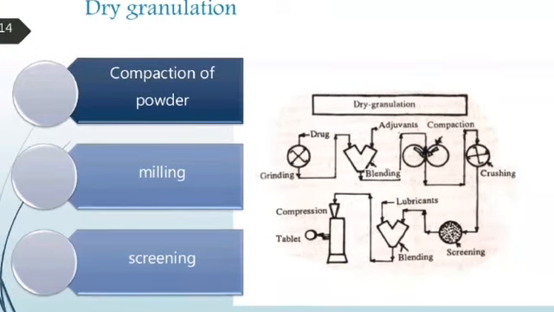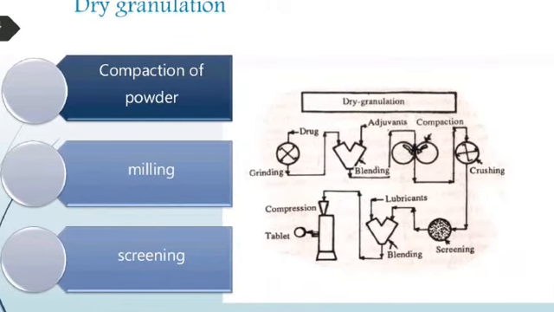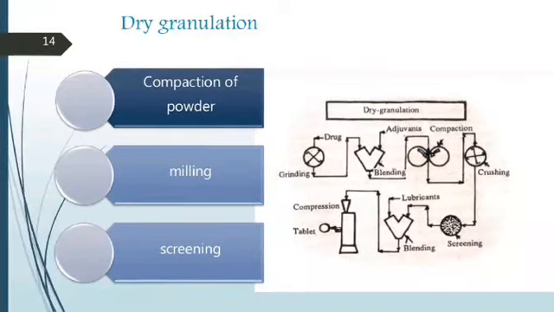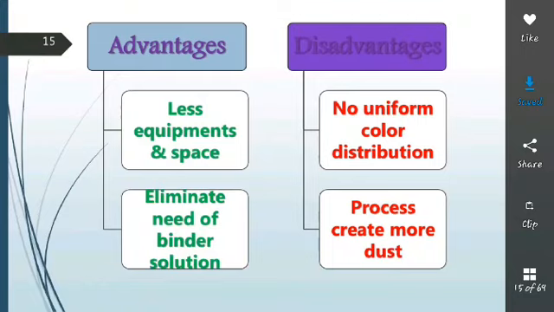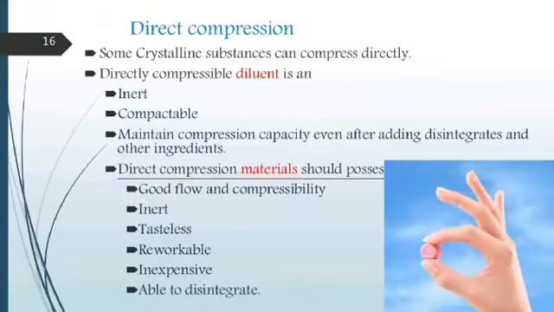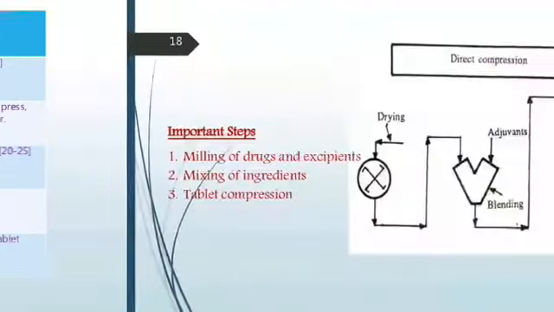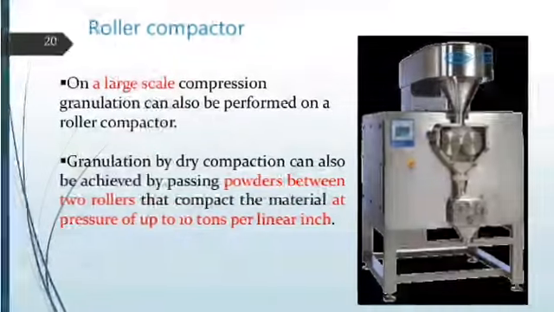So this is the equipment. Finally you have the dry granulation stage going on, with grinding of the drugs, crushing, and compaction. That is the final method. Then the advantages and disadvantages: less equipment and space is needed, because in wet granulation we see different stages, while here the steps involved are fewer. One additional method is direct compression, which we will see after discussing wet granulation. So let us move into wet granulation.